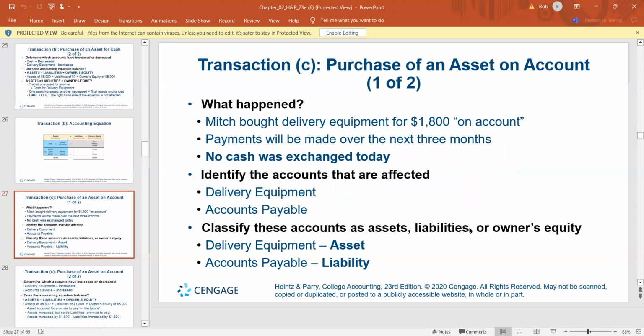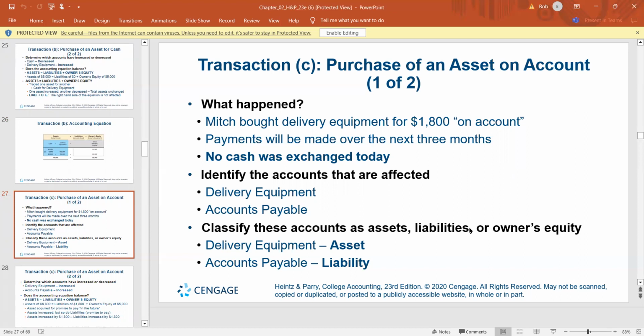Here he bought more delivery equipment. Good gosh. He bought delivery equipment for $1,800 on account. What do we say when you see the words on account? You know there was no cash involved in the transaction. It's either going to be accounts receivable or accounts payable. Mitchell bought the equipment, so he's going to have to pay for it. So therefore, it's accounts payable. And the deal is he's going to pay over the next 3 months.